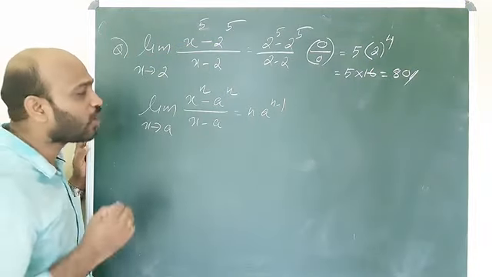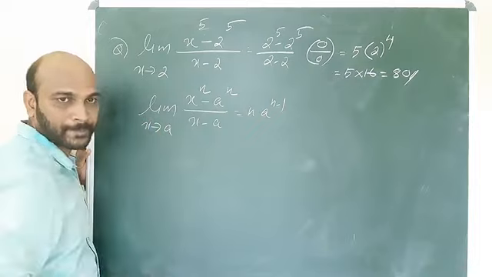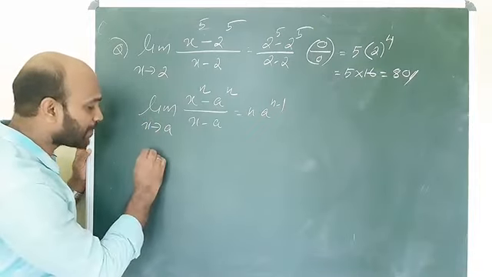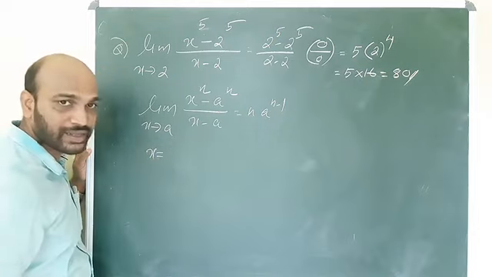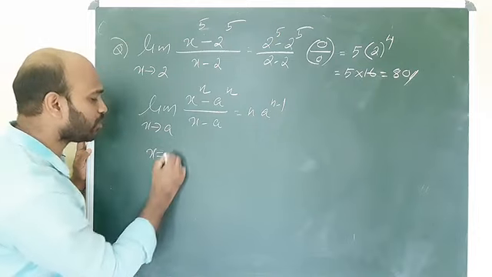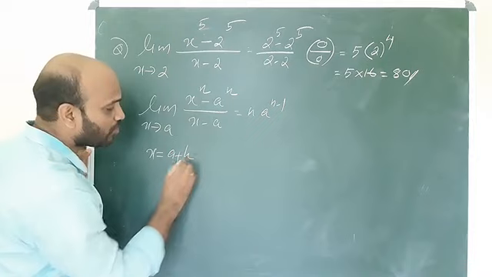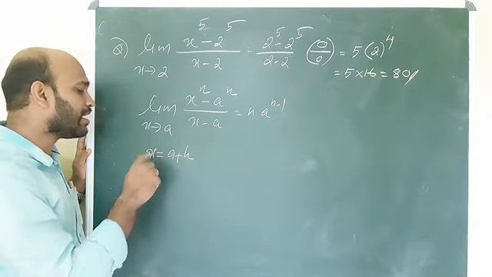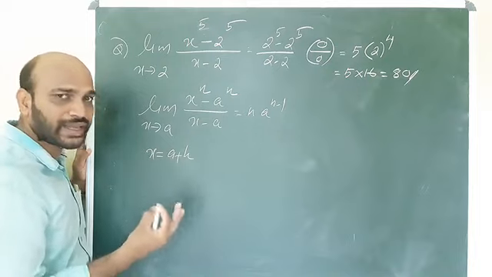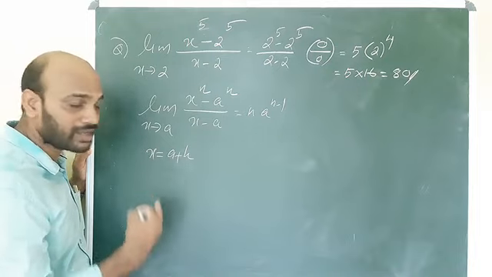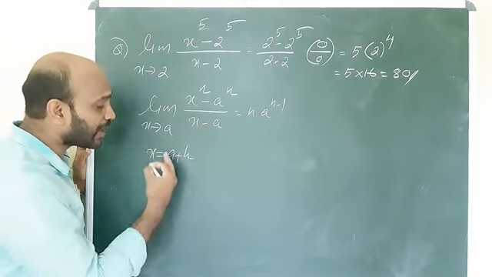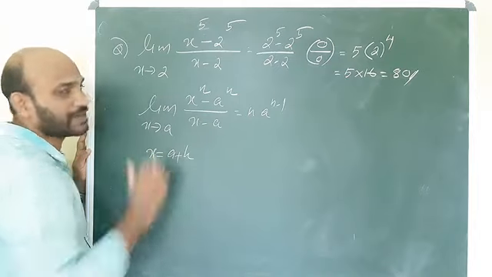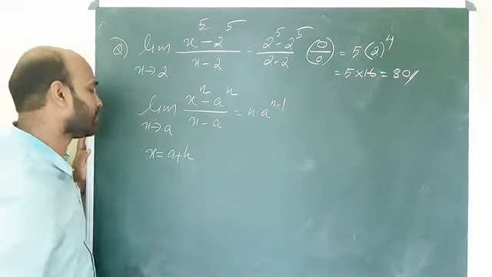Now I will explain how we can derive this formula. X tends to a means x is very near to a. It can be more than a or less than a. Here I am taking x equal to a plus h, where h is a very small positive value. So actually x is more than a. I can take any value, it can be more than a or less than a. If it is less than a, we will take a minus h. So by using this substitution, we will change this function.